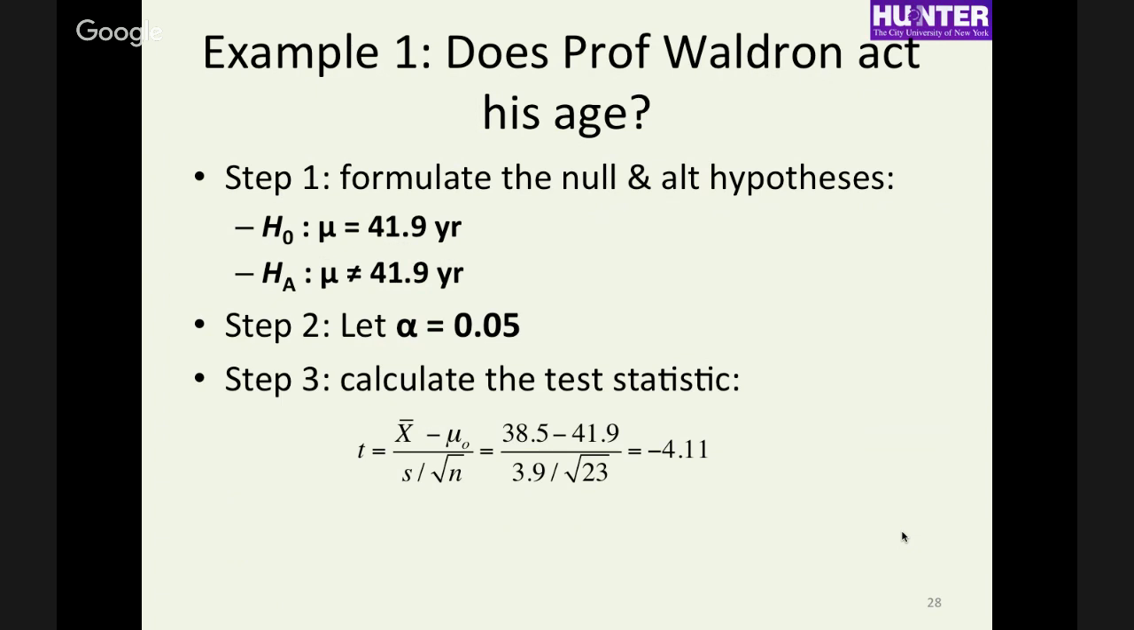But let's spend a little bit of time on, does Professor Waldron act his age? Or look his age, I don't know. So we'll formulate the null and alternative hypothesis. The null hypothesis is going to be that the sample is drawn from a mean of 41.9 years. That's how old I am. And the alternative hypothesis is that these guesses are drawn from some other distribution that does not have a mean of 41.9 years.